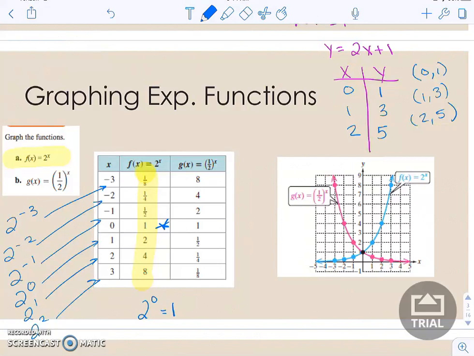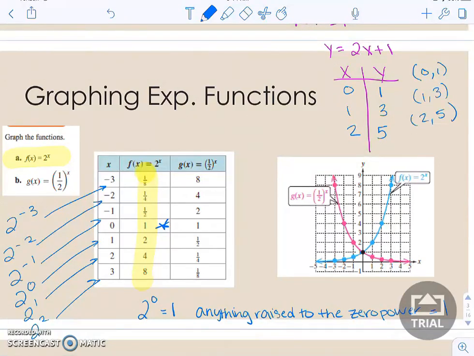I'm not sure if you guys recall it, but anything raised to the 0 power equals 1. And that's an important property that will come in handy.